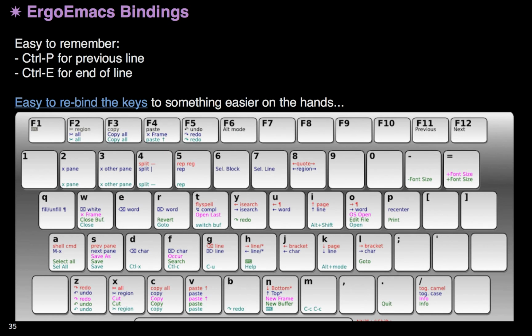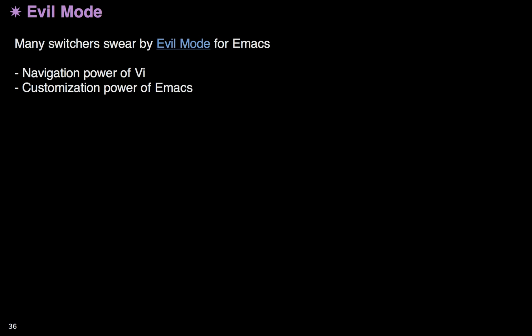Now, if you haven't already learned the Emacs key bindings, you might want to look at the Ergo Emacs bindings. As you can tell, a lot of these are pretty logical, and they're a lot more focused in the center and not so much on the edges. Now, a lot of people swear by evil mode. They just think it's the greatest thing because it really gives you the power of Vi as far as navigation goes, but then you can use all the cool customization features without having to use VimScript.